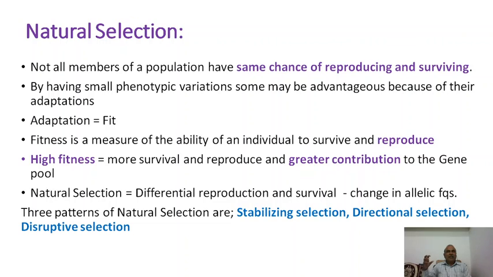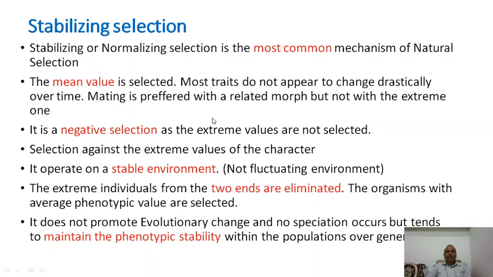So, as a result of that, allelic frequencies in the next generation gradually change. A change in the allelic frequencies, according to the Hardy-Weinberg principle, is called evolution. Okay. There are 3 patterns of natural selection. They are stabilizing selection, directional selection, and disruptive selection. Let us analyze these 3 separately.